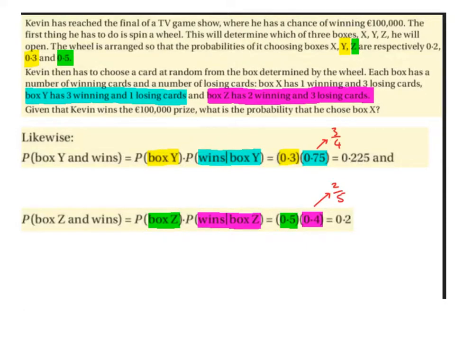And again, likewise, the probability of box Z and winning is the probability of box Z multiplied by the probability of winning given box Z. The probability of box Z was given in the question, 0.5, and the probability of winning given box Z is going to be 0.4. We got this from 2/5 because we're told box Z has 2 winning cards and 3 losing cards. So 2 is our numerator and 5 is our denominator, because 2 plus 3 is 5. Multiplying these, we get 0.2.